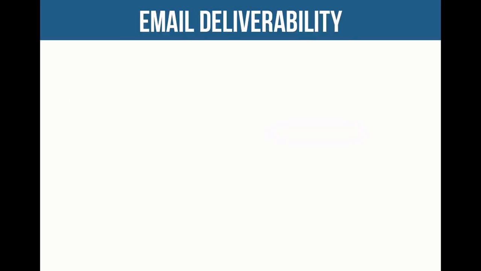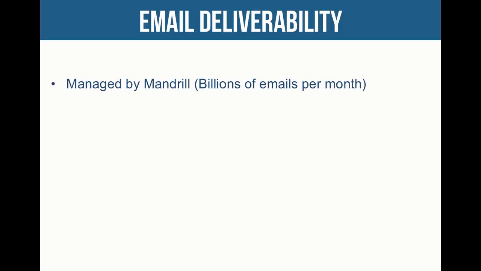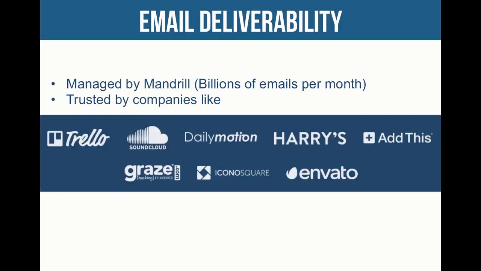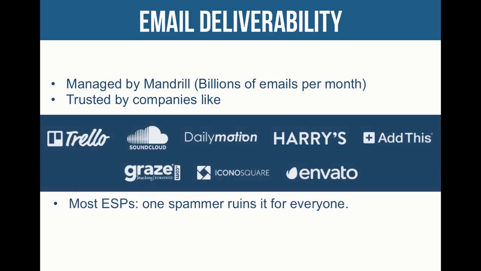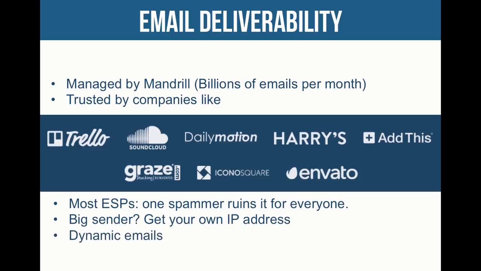And finally, on email deliverability, we have our email managed by Mandrill, which sends billions of emails a month. It's a company run by MailChimp. It's trusted by lots of big companies. And one of the challenges with most ESPs is that when someone spams, it affects everyone. Whereas with Mandrill, everyone has their own sub-account. So if one person does something not so good, it's not going to affect your sub-accounts. If you're a big sender, you can also get your own IP address.